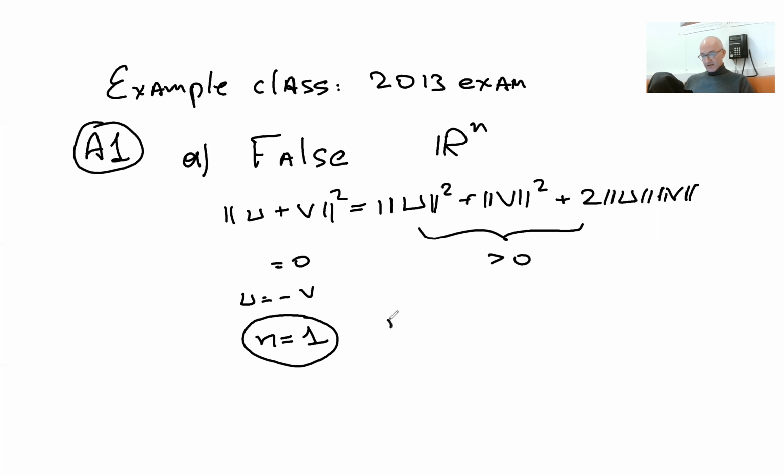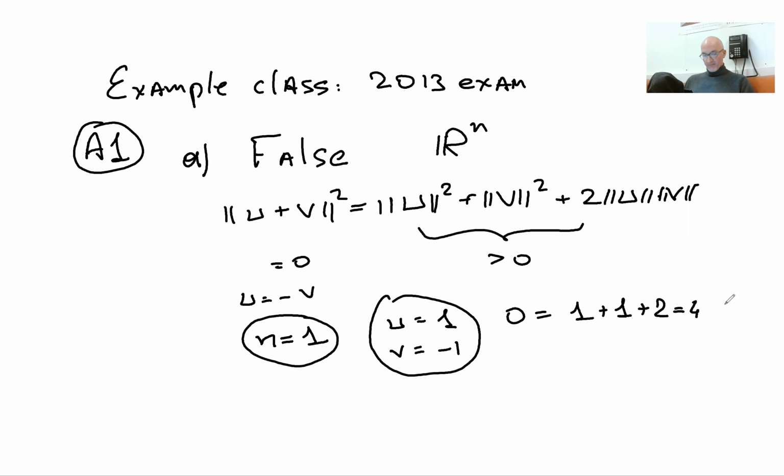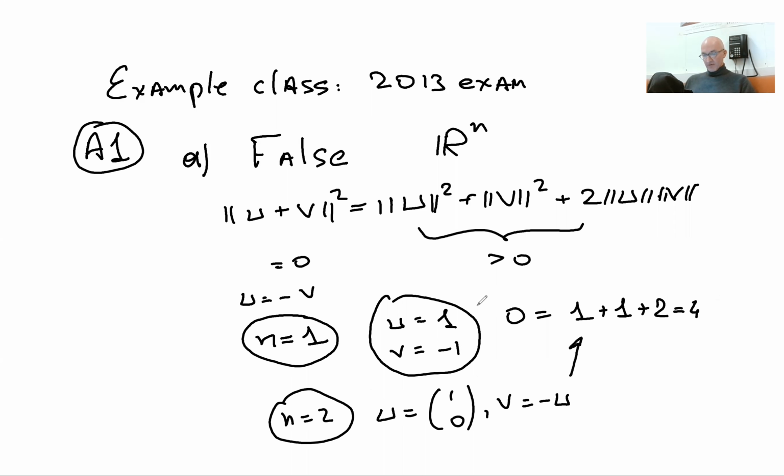And u is vector 1, yeah, and v is vector minus 1. Okay. In the left hand side we get 0, and the right hand side we get 1 plus 1 plus 2 is 4, not 0. Contradiction. Okay. Yeah, if you don't like this counterexample, you can take n equal 2, and you can take u to be vector, say 1, 0, and v to be minus u, and you get, of course, the same counterexample here. Okay, this is part A.